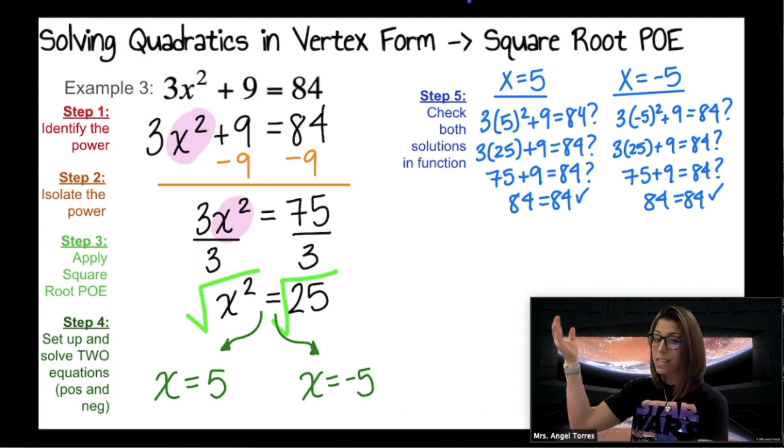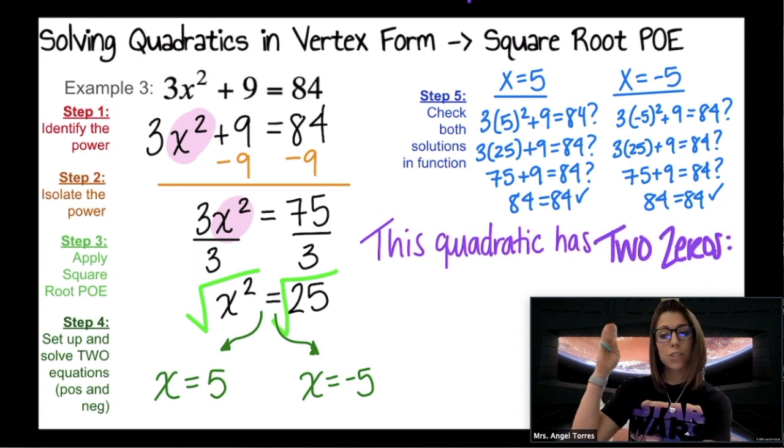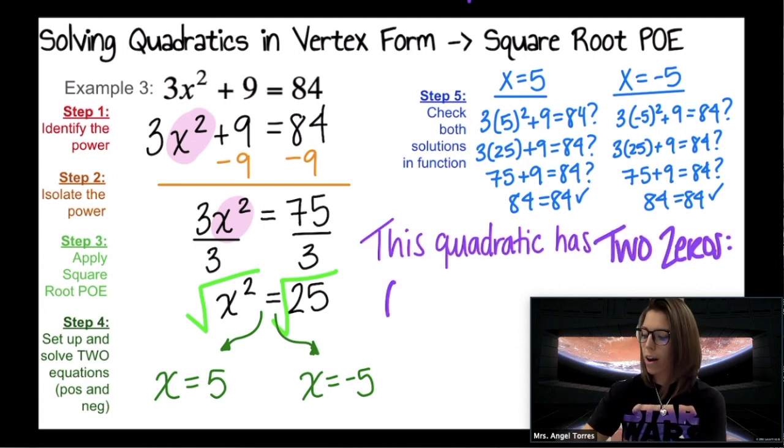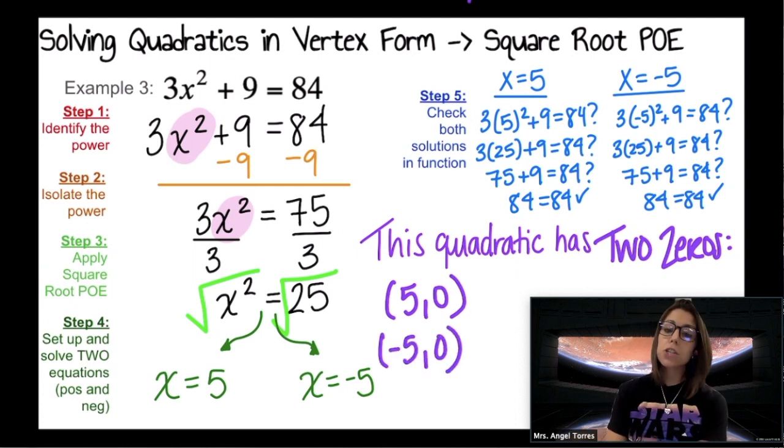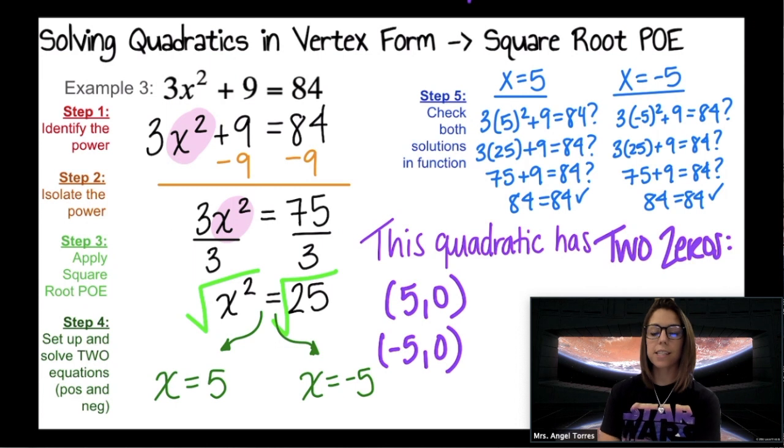So what does all of this mean? This quadratic has two zeros. They are (5, 0) and (negative 5, 0). So imagine a parabola crossing the x-axis at both of these points.